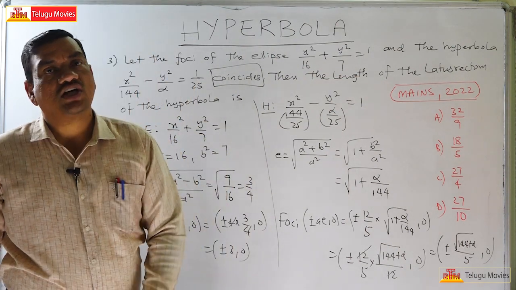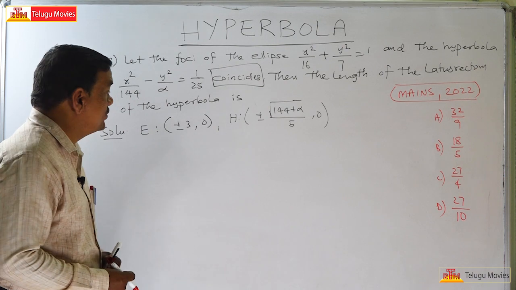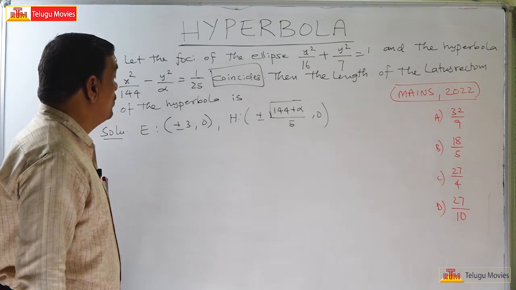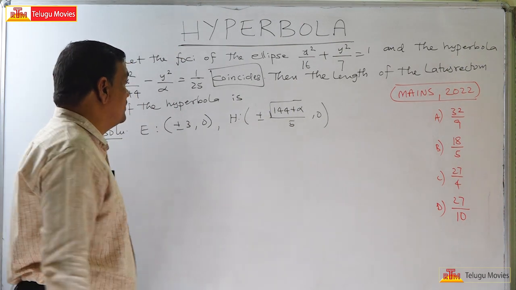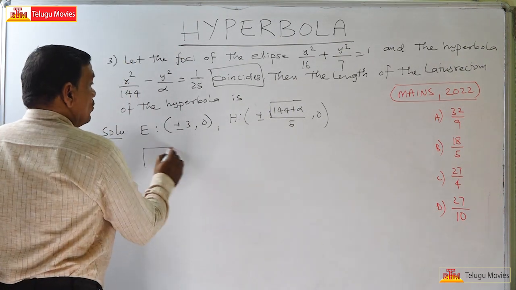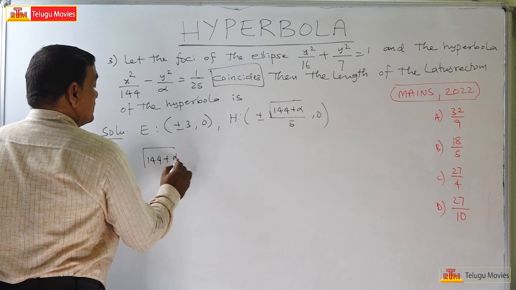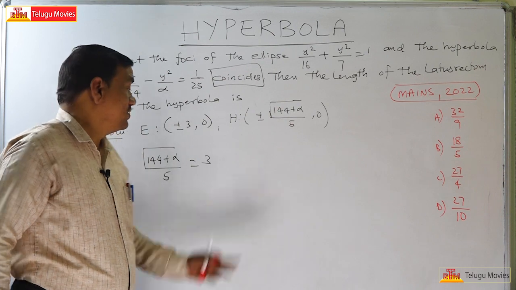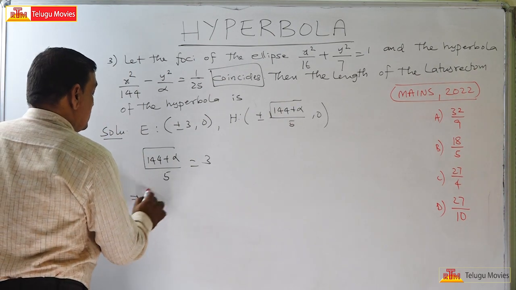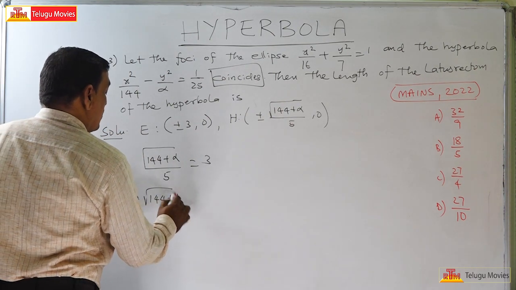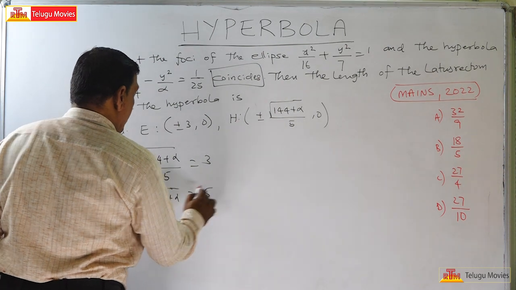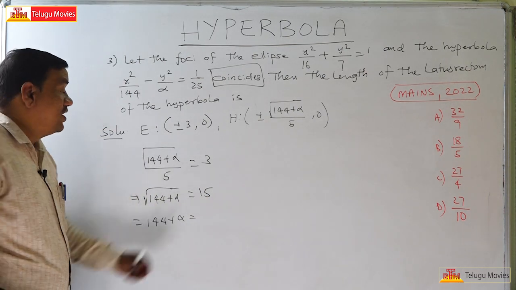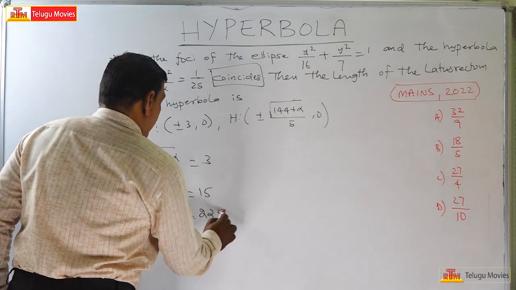Okay, now let us continue the solution. Welcome back to this solution. It is given that both foci are equal, so let us equate these two foci. Root of 144 plus alpha by 5 is equal to 3. You can equate the x coordinates. From this we can say that 144 plus alpha is equal to 5 threes are 15. Squaring on both sides, 15 square is equal to 225.